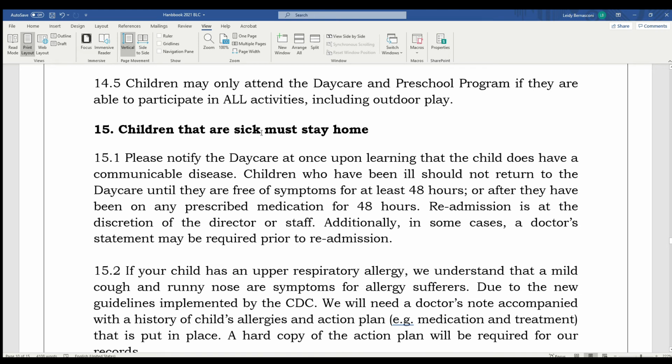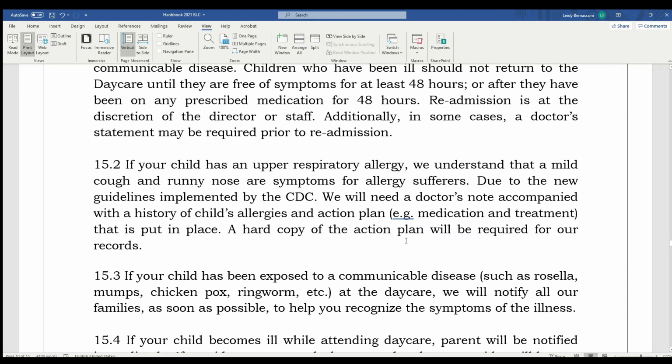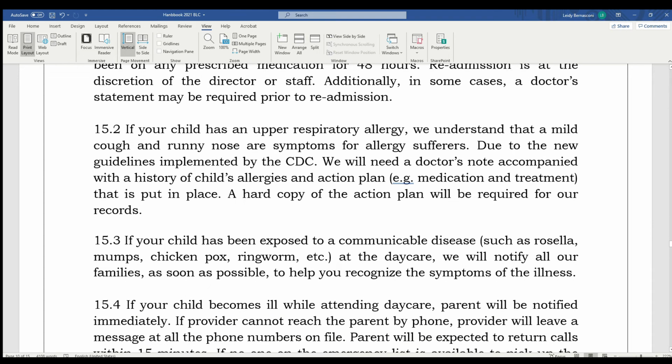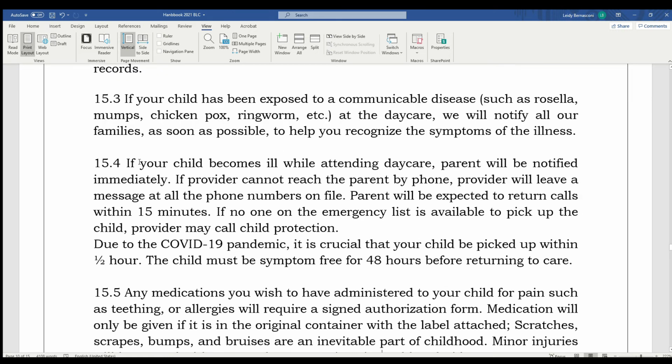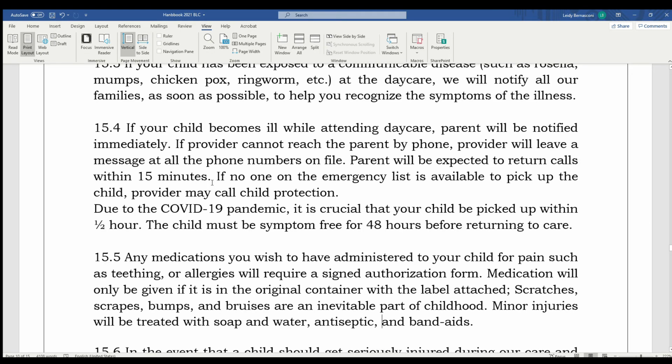Children that are sick must stay home, and normally if a child is coughing, they won't be able to come for 48 hours, or in case of a fever. Also, because of COVID-19, we have to be more careful. Any little thing, we don't want to expose our other kids. Remember, it takes one sick child to spread the virus. We also have to think about our families. And then here I explain what happens if your child becomes ill while attending daycare. I always contact them via text because they're at work and they answer me back really quick.